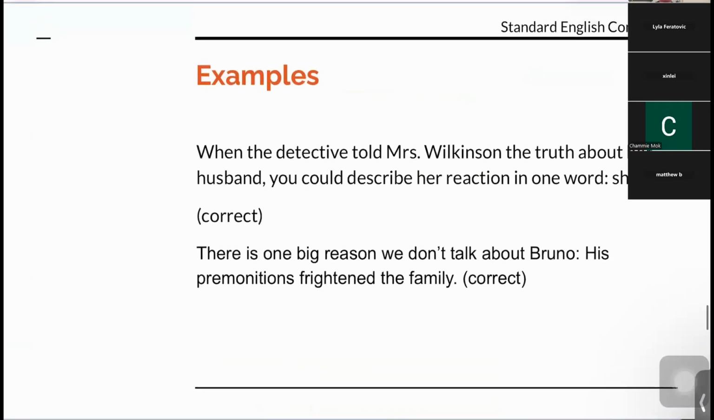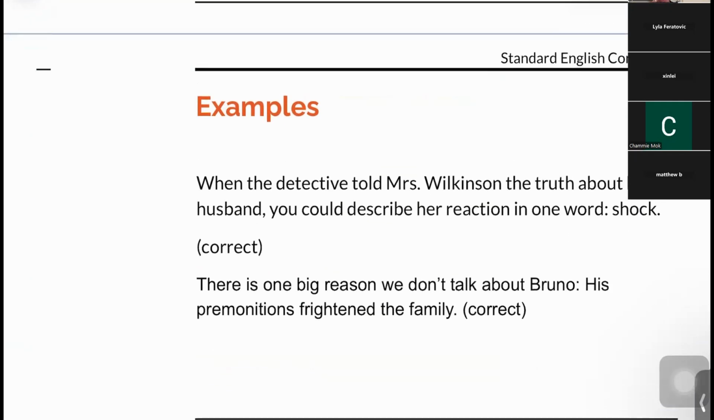So just some more examples to help this kind of settle in. This one at the top: When the detective told Mrs. Wilkinson the truth about her husband, you could describe her reaction in one word: shock. So we actually don't have to really worry about that first clause. We need to worry about what's coming right before the colon. You could describe her reaction in one word. We've got a subject, that's you, and we've got a predicate, could describe, and it's a complete idea because we know what we're describing. So that checks out. We've got an independent clause right before the colon, even though after the colon is only one word grammatically, that's fine. It can be anything after the colon.